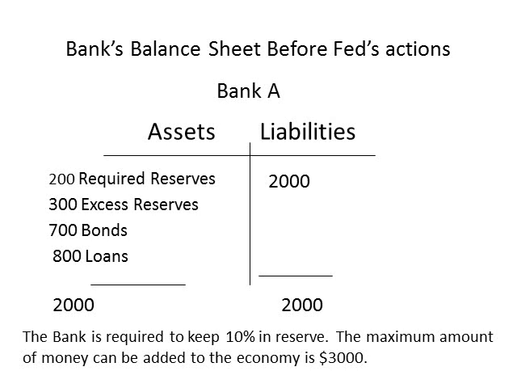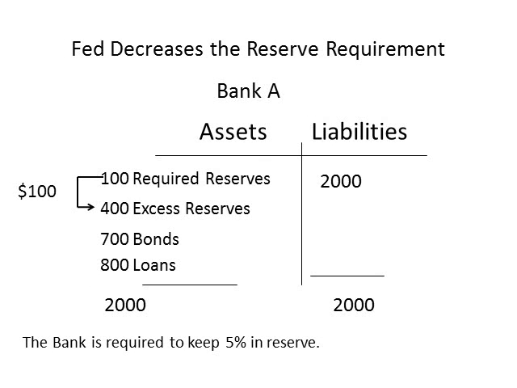Let's see what happens when the Federal Reserve decreases the reserve ratio. As you may know, the bank has a balance sheet with assets and liabilities. The Federal Reserve sets the reserve ratio for the bank. In our example, the Federal Reserve requires that the bank keep 10% of its deposits as a reserve. Our bank has $2,000 in deposits and therefore is required to keep $200 in required reserves. This creates a total of $3,000 of additional money in the economy if the bank is able to loan out its excess reserves. If the Federal Reserve decreases the reserve ratio to 5%, 2 things happen.